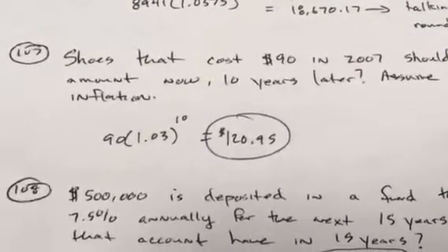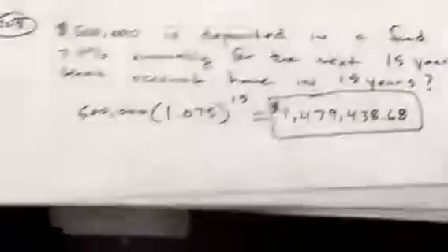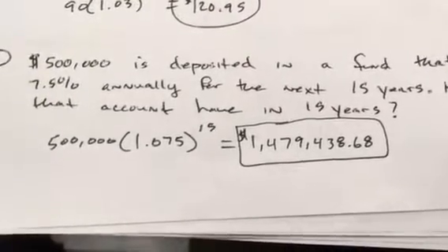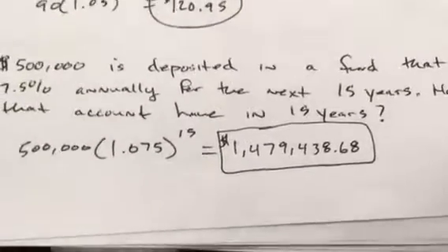And last one, we got 2 here. Shoes, $90 in 2007 when I graduated. 3% inflation means 1.03 is the base. You're going to raise it to the 10th, 10 years later. $500,000 is deposited in an account, so that will get you 7.5% interest. That's 1.075 as the base. Raise it to the 15th, it's almost $1.5 million.